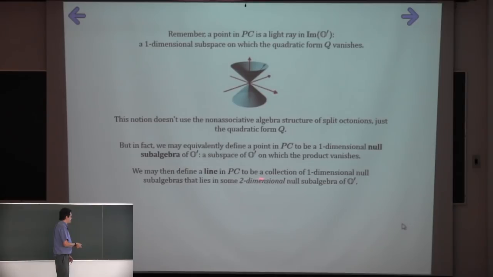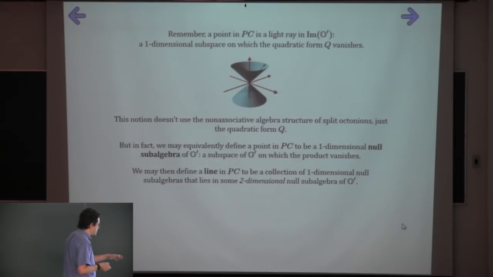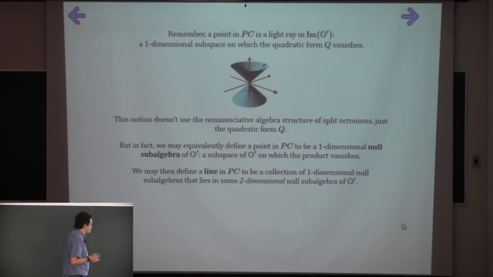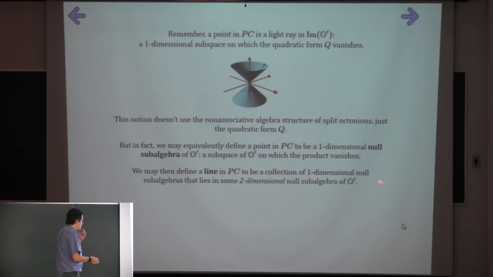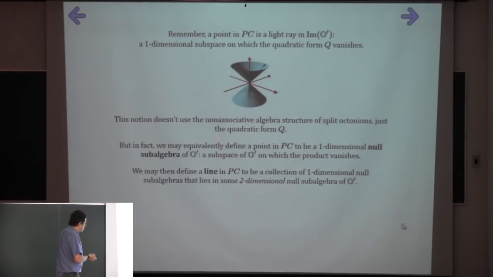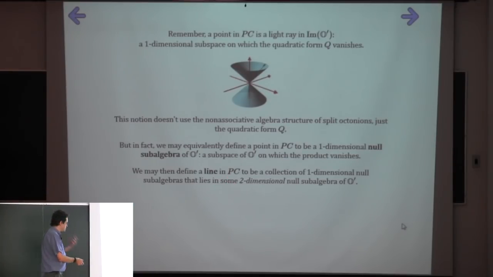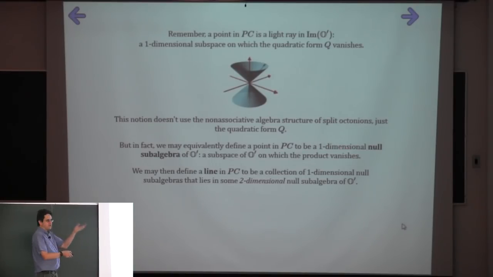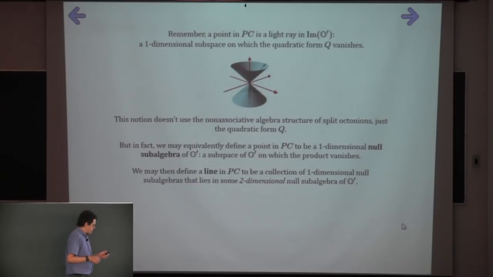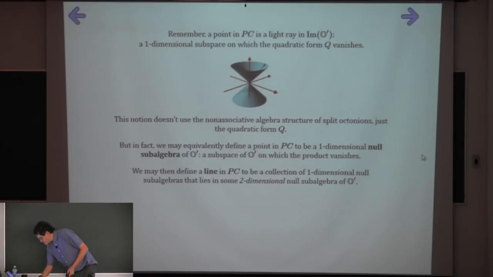And then you can define a line in PC to be a collection of one-dimensional null subalgebras, all of which lie in some two-dimensional null subalgebra. So there actually are two-dimensional subspaces of O prime that are closed under multiplication, but also on which the product completely vanishes. So those will be our lines, and of course, it's easy to understand what a point lying on a line means. It just means that the one-dimensional subalgebra is contained in a two-dimensional subalgebra. So this is where things get sort of tricky, because we're really using facts about multiplication of split octonions.